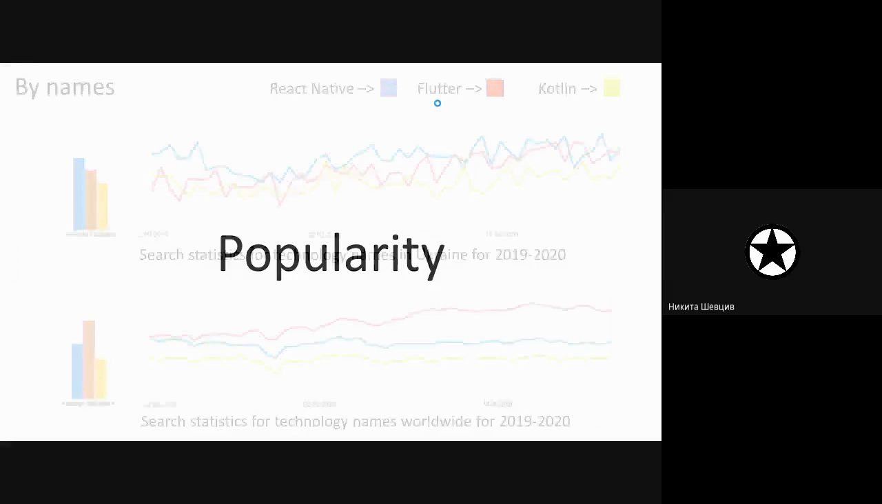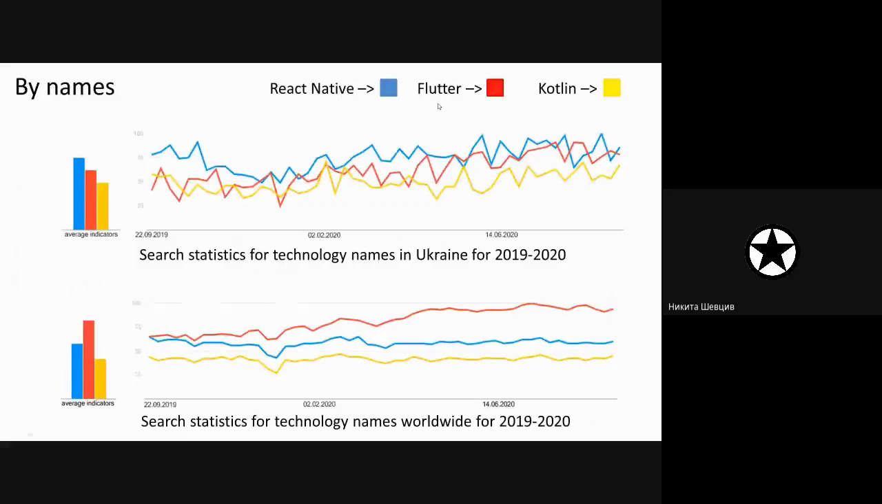So let's look at the popularity and the relevance of both technologies in more detail. And we use the Google Trends service for that. Judging by the graph, React Native has been leading in popularity in Ukraine over the past 2 years. The second graph clearly shows how Flutter is gaining popularity every month more and more worldwide.